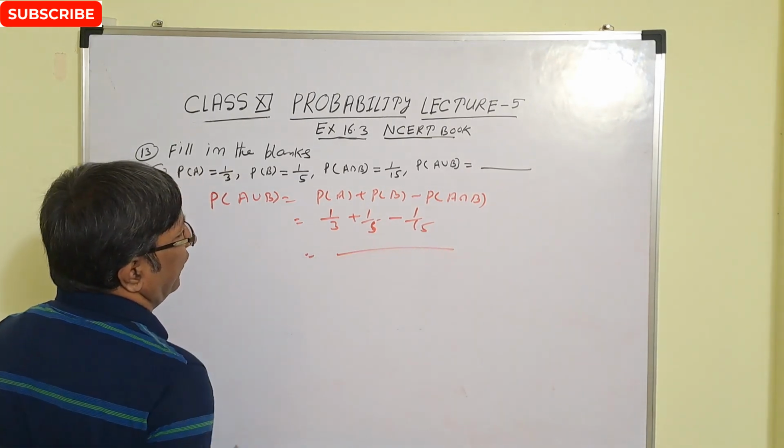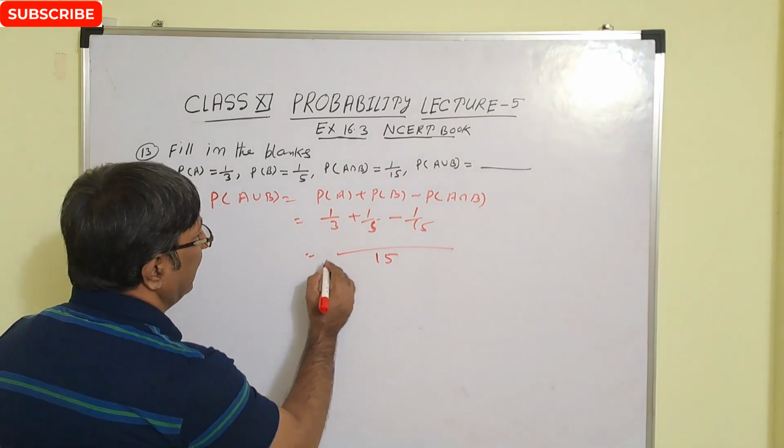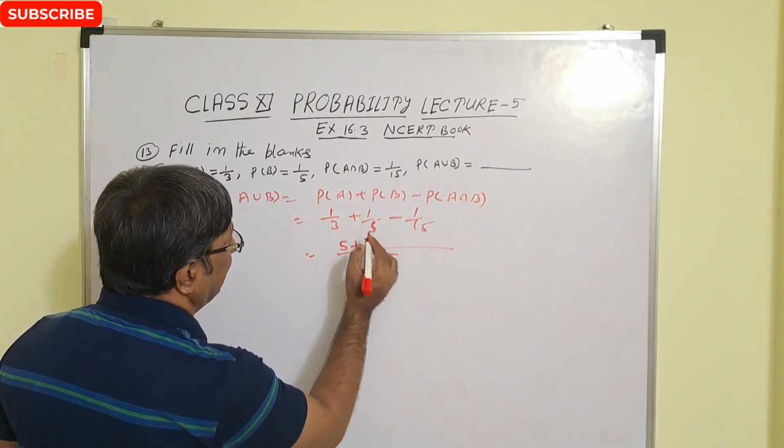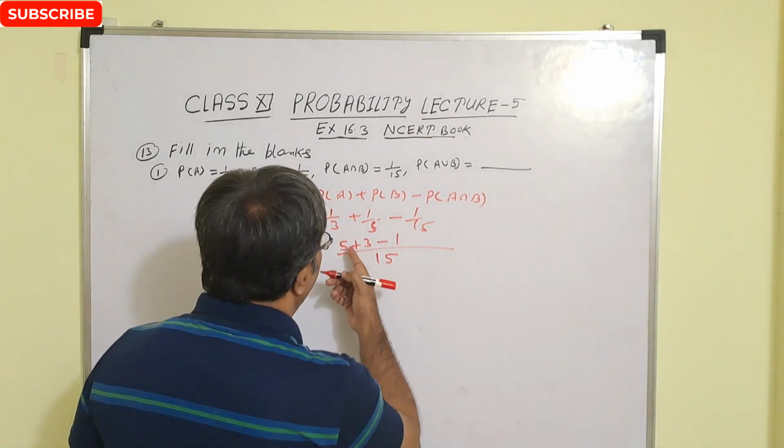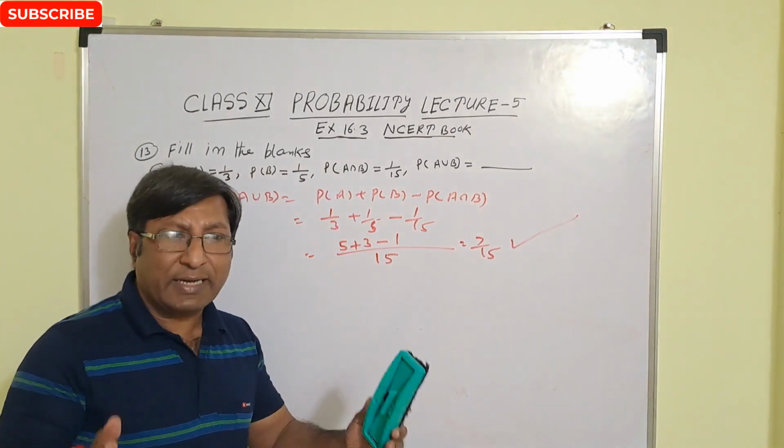So 3, 5, 15, the LCM will be 15. So 3 times 5 is 15, 5 plus 3 is 8, minus 1, so 7. So 7 by 15 is the correct answer.